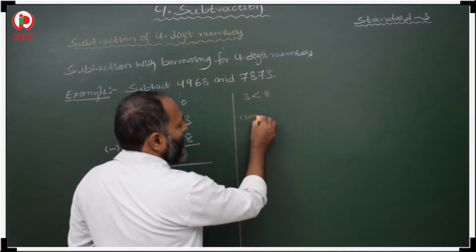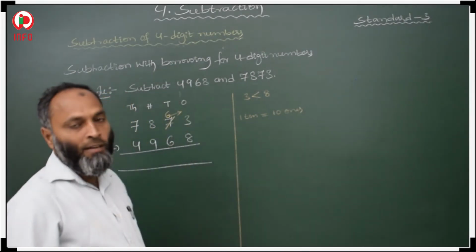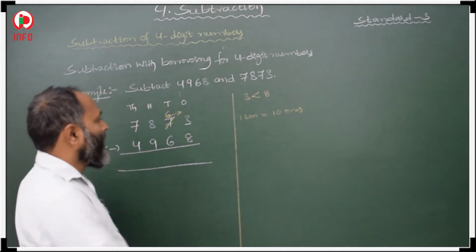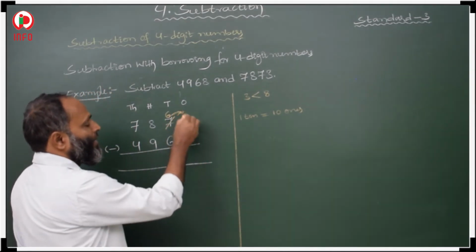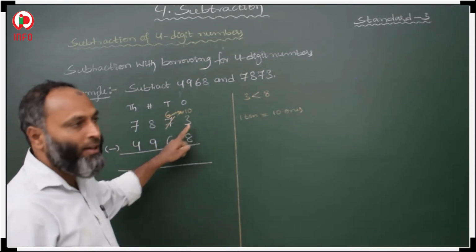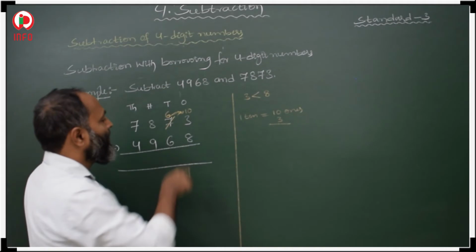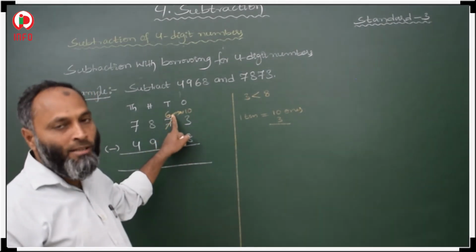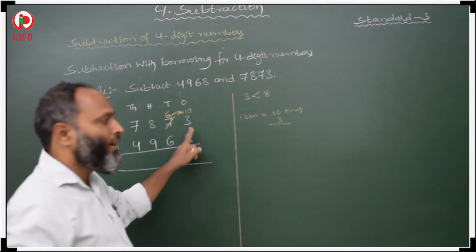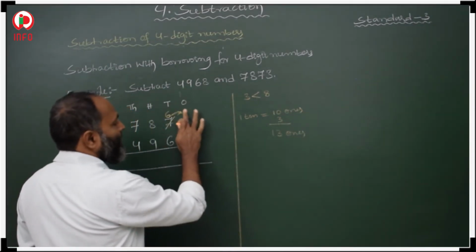1 ten is equal to 10 ones. 1 plus 1 plus 1 and so on, if you add 1 ten times, it makes 10. If I am taking 1 ten this side, it will be 10 ones. Already 3 ones are there. 10 plus 3, we are getting 13 ones here.